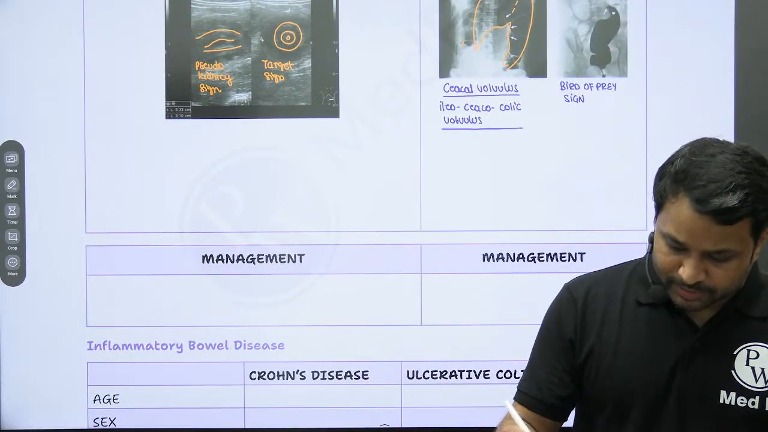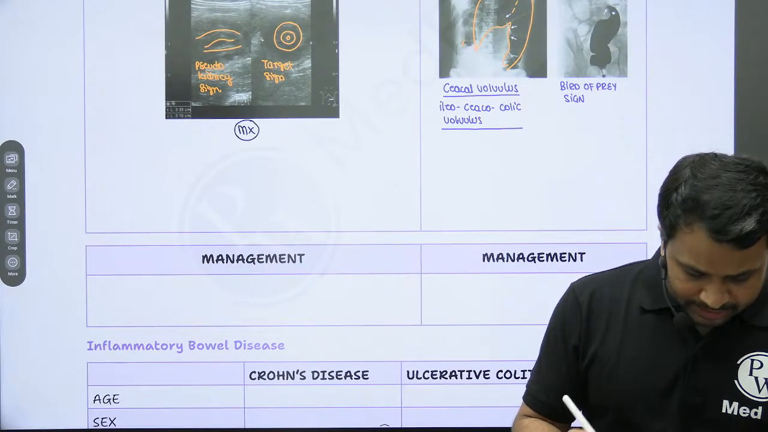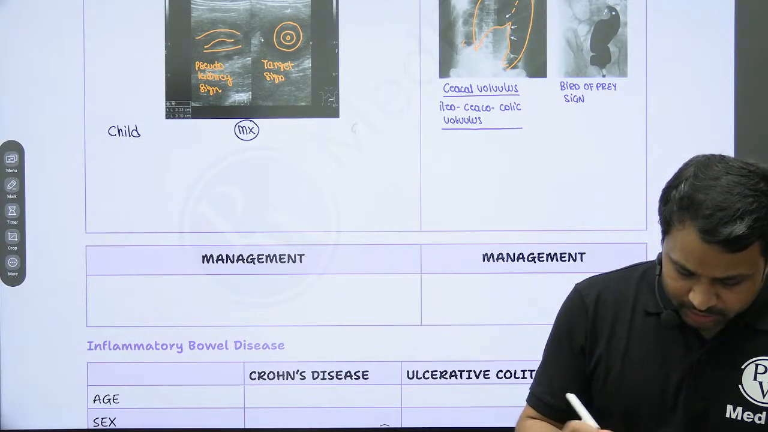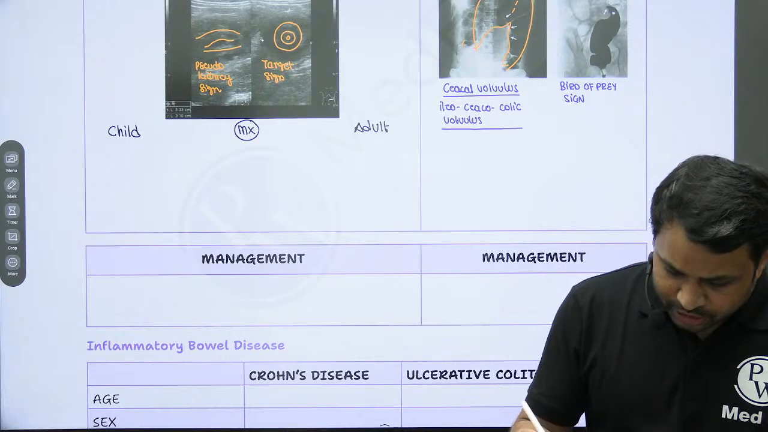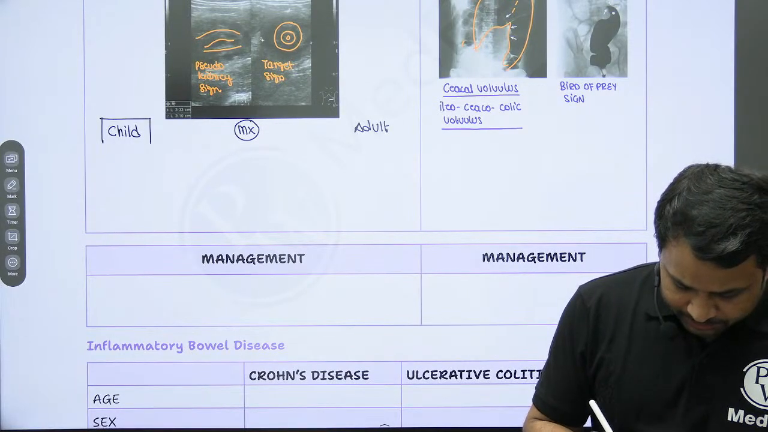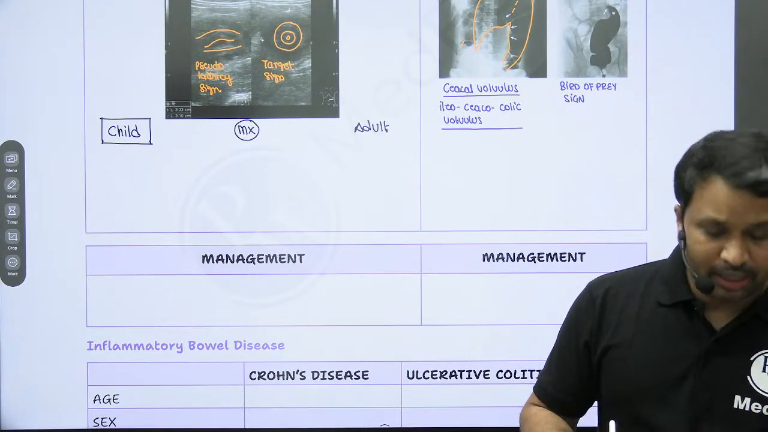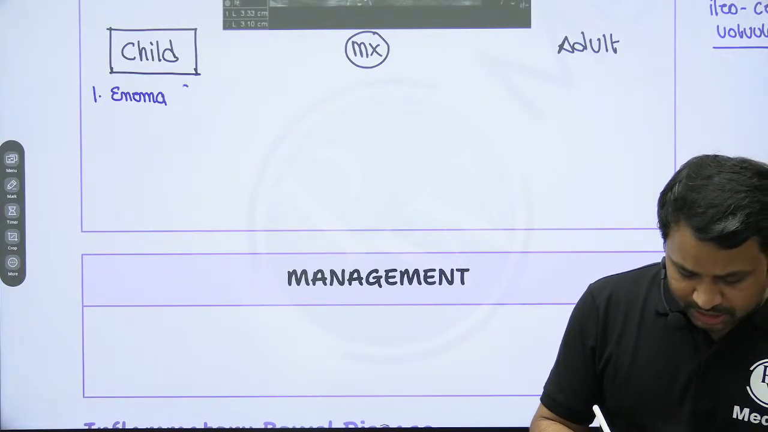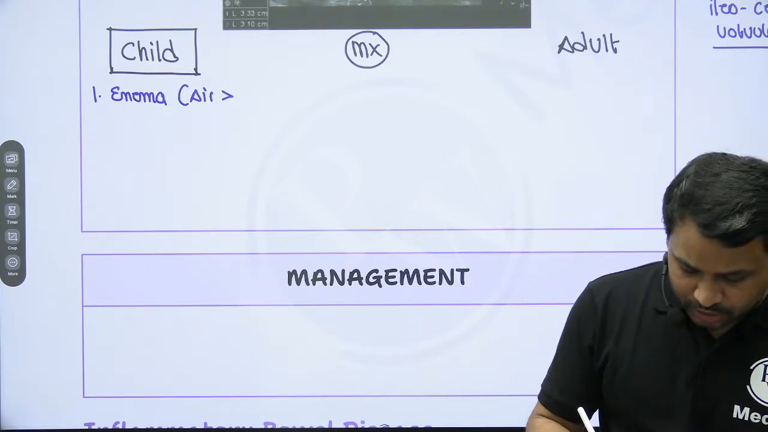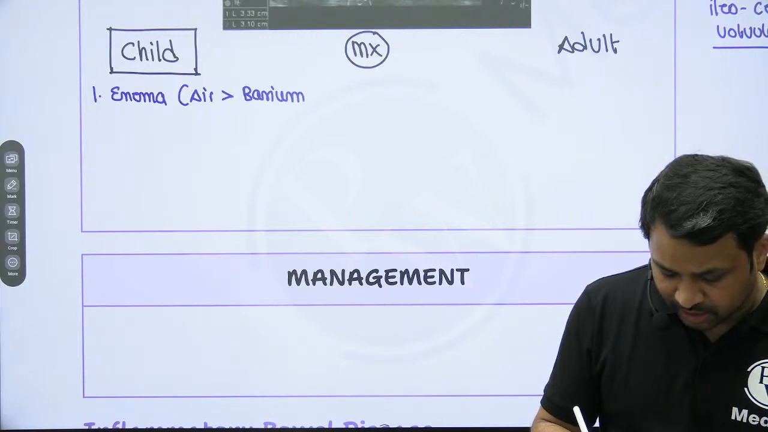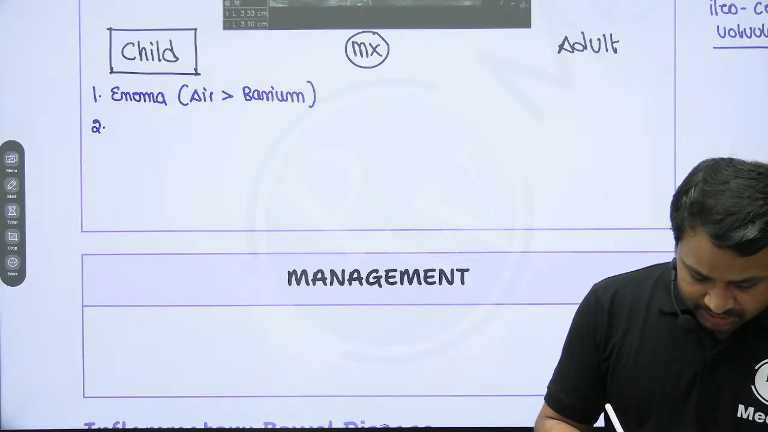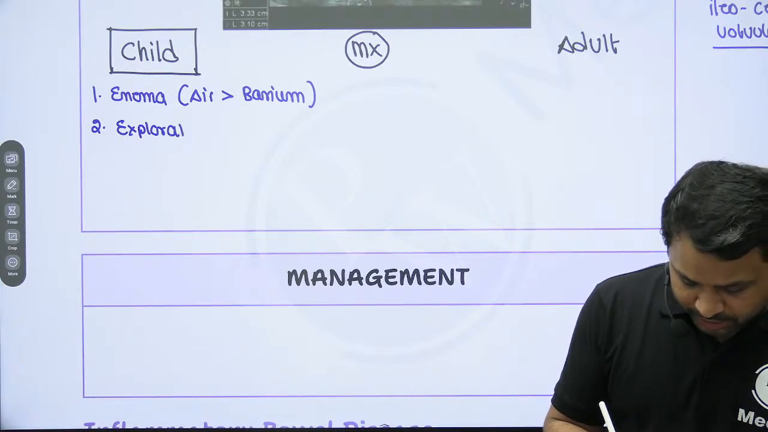Now, when you look at the management protocols, the management for an intussusception, you look if you are managing a child or if you are managing an adult, right? If you are managing a child with intussusception, the first step is trying to resolve by enema. We will start with air and then we will reach down to barium. Initially, there are 2 attempts of air enema. If it does not resolve, I am going to resort to barium enema. If it still fails, then I'll take the patient for exploratory laparotomy.